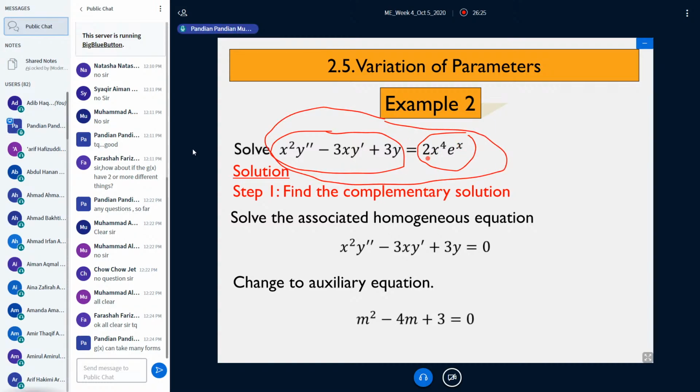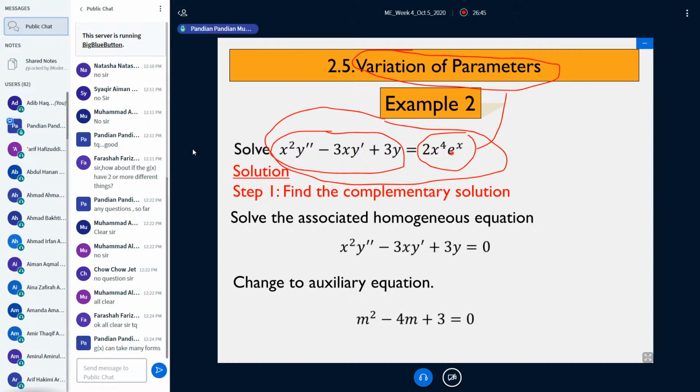So for this non-homogeneous Cauchy-Euler, you don't use the undetermined coefficient method. You use variation of parameters. This is the best method, even though this function is not very difficult.